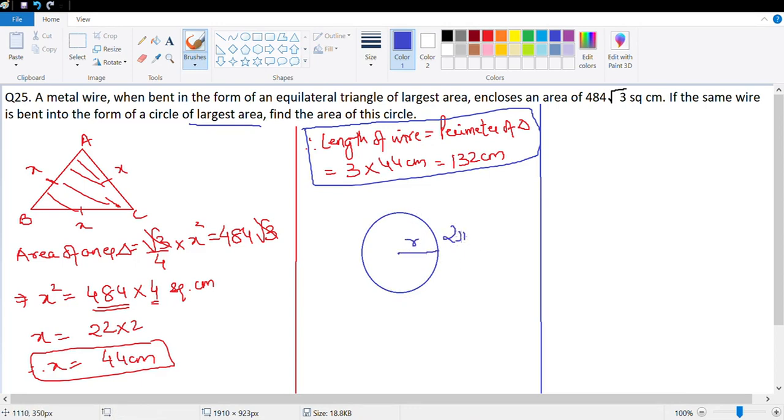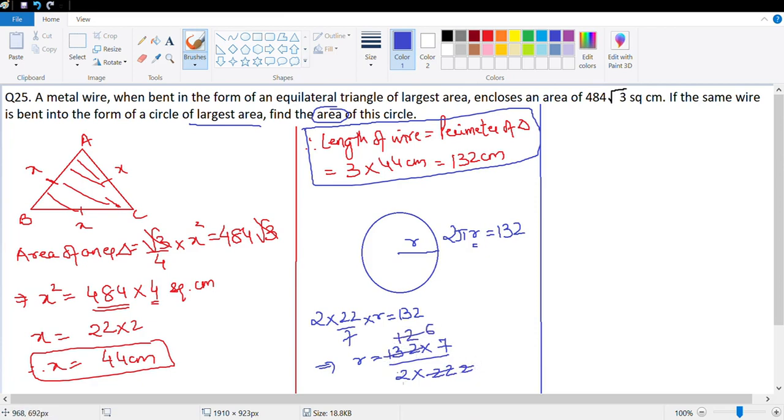So 2 pi r is given equal to 132. We need to find the r, and when we find the r, we will get the area also. So 2 into 22 upon 7 into r is equal to 132, which means r is equal to 132 into 7 upon 2 into 22. 11 2, 11 1, 11 2, and 2 6, 2 3. Therefore, r is equal to 21 centimeter.